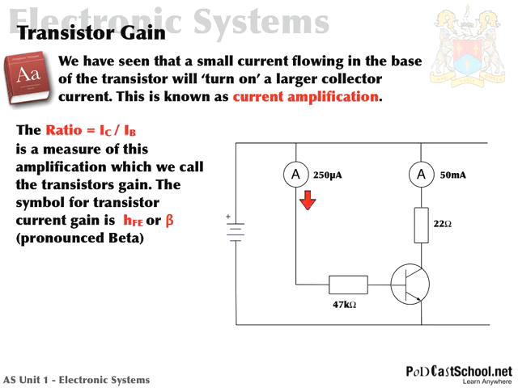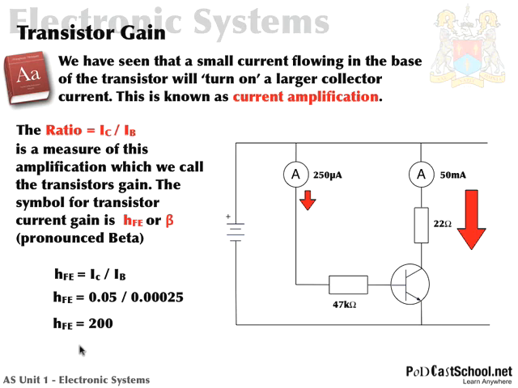So a small current flowing into the base of the transistor, it might only be 250 microamps, let's say, can switch a large current of maybe 50 milliamps into the collector. So the HFE works out as 0.05 divided by 0.00025, and that's just a matter of getting your millis and your micros right. And the current gain therefore, HFE, is 200, and that's what we might need to find in an exam, for example.